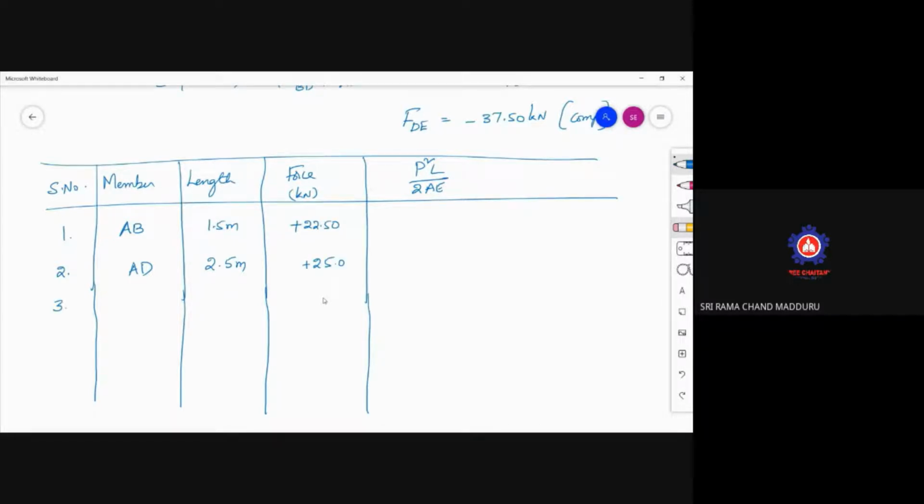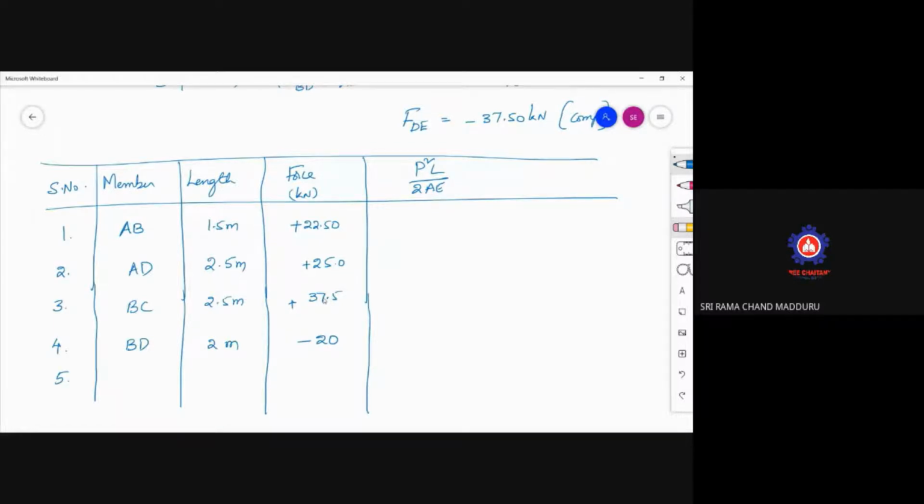Third one, BC of length 2.5 meters. The force in BC is 37.5 kilonewtons, it's plus 37.5. Fourth one is BD, which is 2 meters, and force in BD is minus 20.